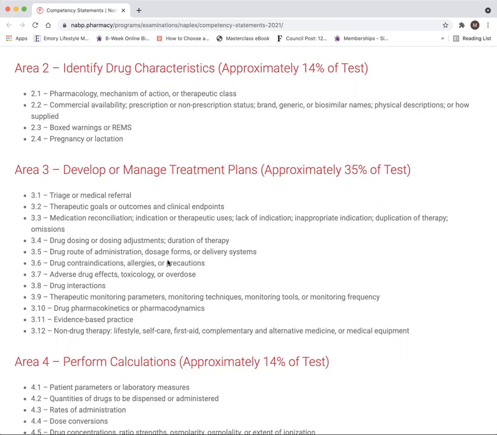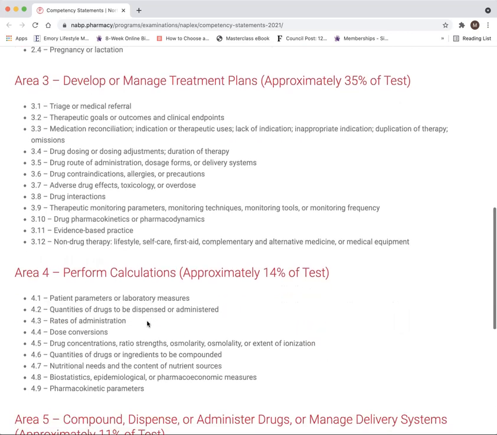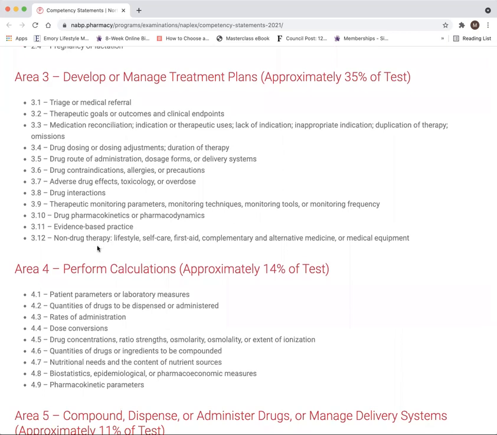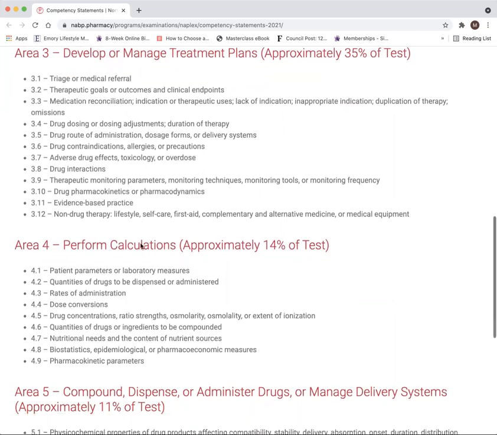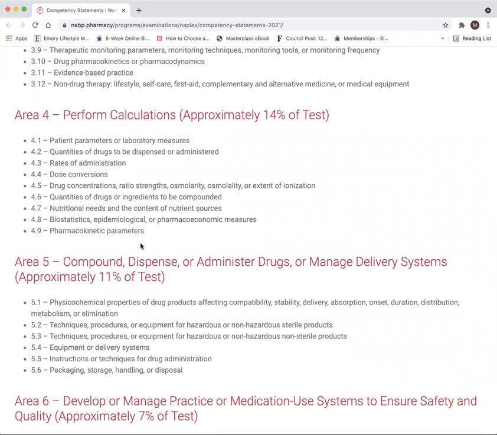There's the therapeutic monitoring parameters, like gentamicin. Do we look at the trough and do we look at the peak? And at what time are we supposed to be obtaining the labs? And we also have to look at the evidence-based practice and non-drug therapy and lifestyles that need to be taken into consideration for a patient. For example, if a patient is coming in with prediabetes or pre-dyslipidemia, or pre-hypertension, we have to look into modification of lifestyle before we start giving them medications.